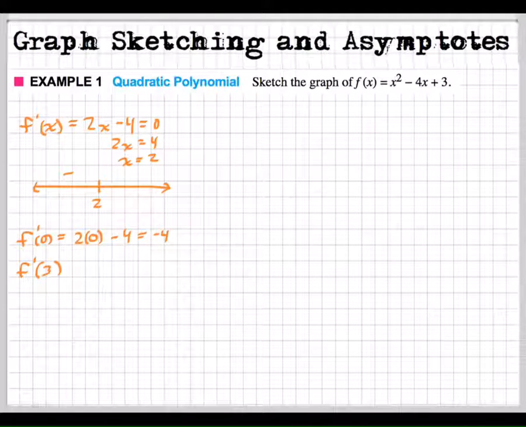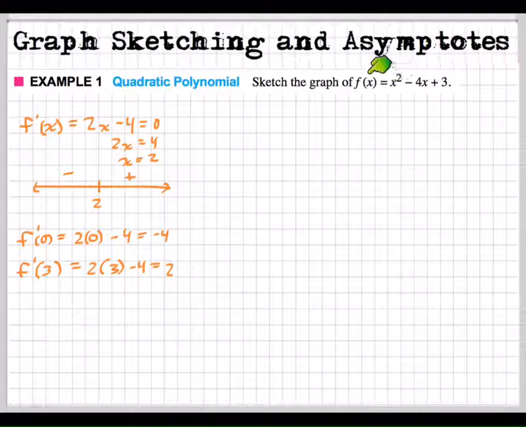Next, I'm going to pick a number that's after the 2, and then plug it into my f prime. I'm going to pick 3 for that one. It doesn't matter which one you pick. I have 2 times 3 minus the 4. I get 6 minus 4, which is positive 2, so I get a positive number right there. Cool. So now I know where this curve is increasing and where it is decreasing.